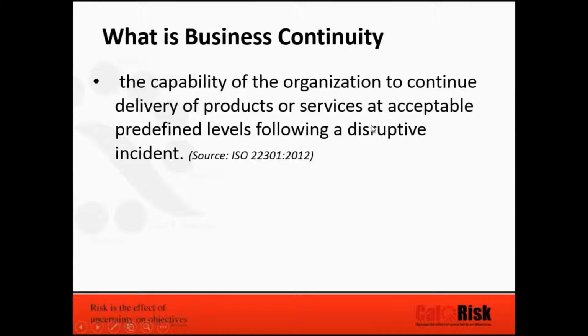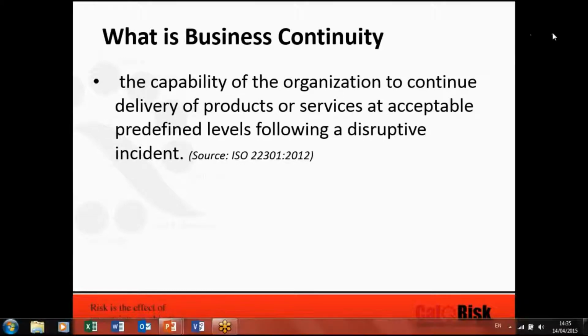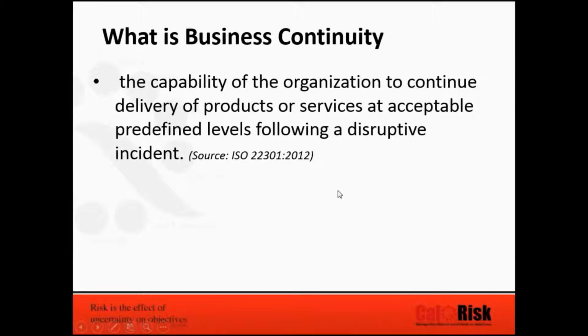Business continuity is about the capability of the organization to continue delivery of products and services at acceptable predefined levels following a disruptive incident. Now, I only have one problem with this description, that it sounds like business continuity is all about focusing on the disruptive incident and how you respond to that. I'd like to think, as a risk expert, that half the battle is preventing the disruptive incident in the first place. More about that in a while.